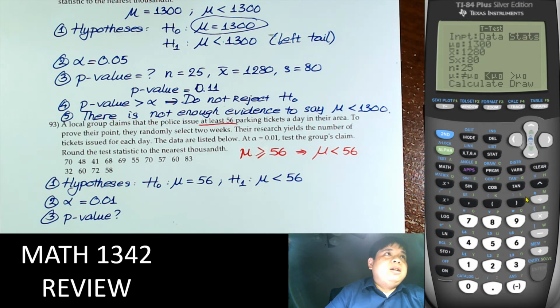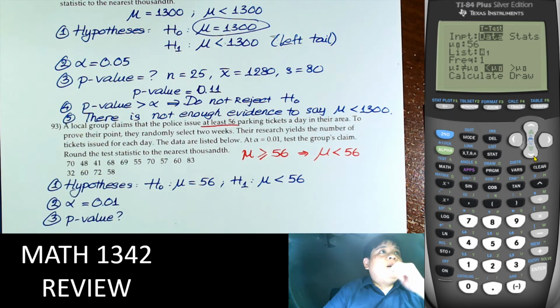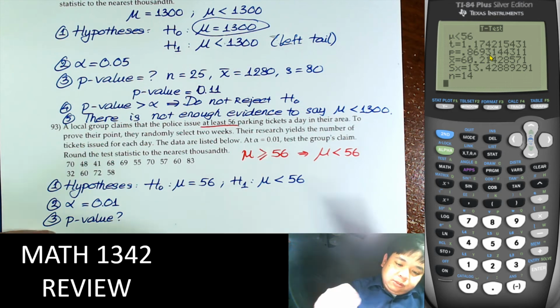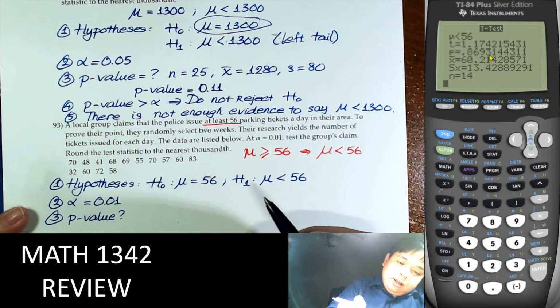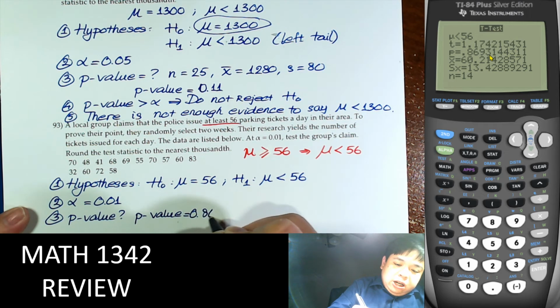Now we use data from this one. The test is less than 56, so we choose less than, and then the number will be 56. List 1. We enter everything in list 1 and let it calculate the statistics. Now we calculate, focusing on the p-value. The p-value is 0.869.